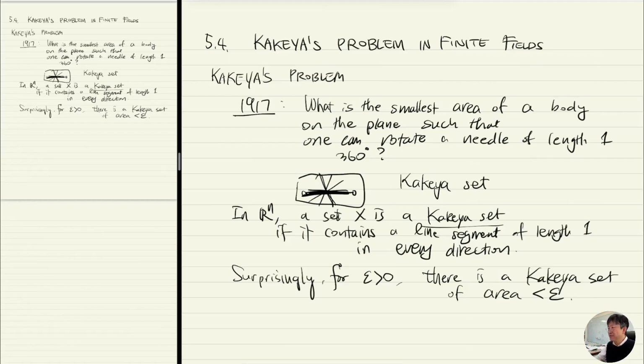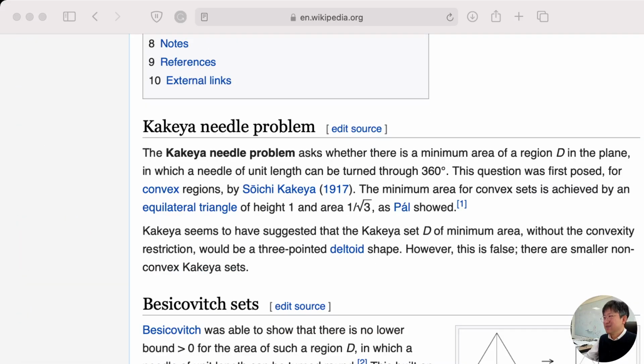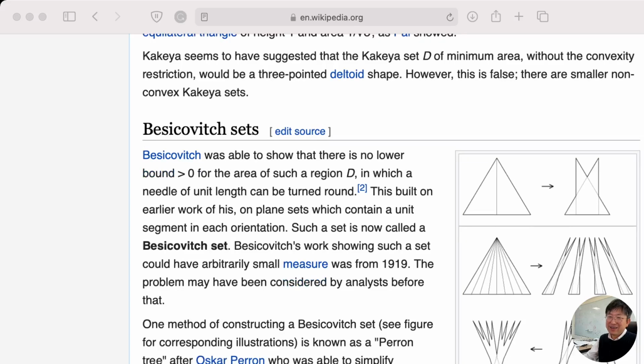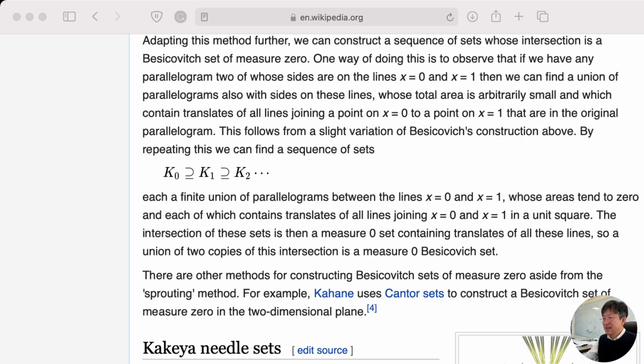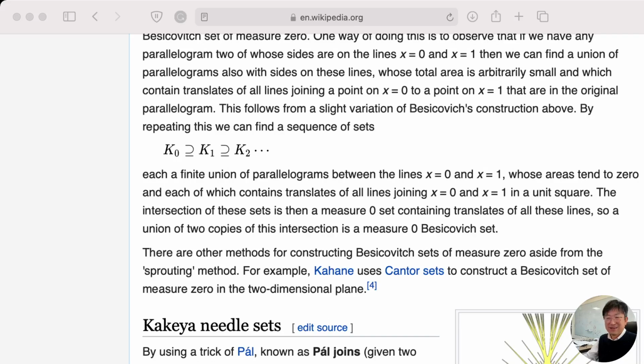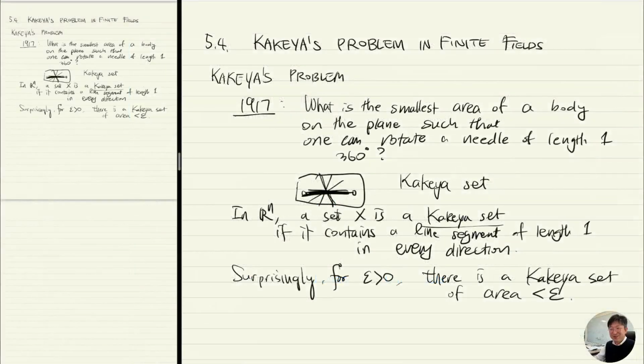You can rotate your needle 360 degrees in it. There's a Wikipedia article, so you may look at it. Maybe I can show it to you. Normally you'd imagine that this kind of shape would be the best possible, but actually Besicovitch was able to show that for any epsilon there's a Kakeya set whose area is smaller than epsilon, and yet you can rotate the needle 360 degrees. And then there are pictures like this. So over the real field, this is the situation.